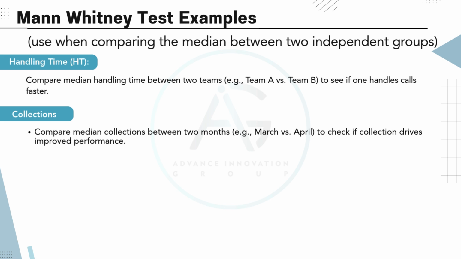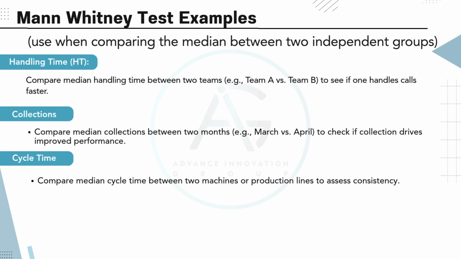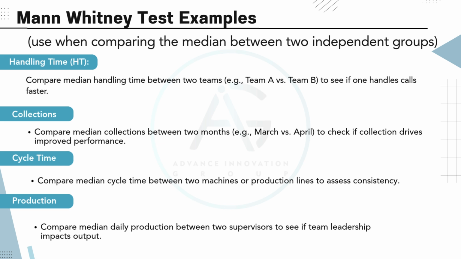If the data is non-normal or has outliers, we compare the median handling times using the Mann-Whitney test instead of using a t-test. Collections. Suppose we ran a collection campaign in March and again in April.